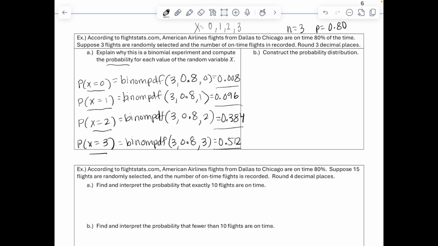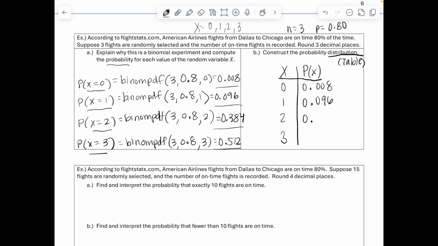Part B says to construct a probability distribution. Again, the word distribution just means table. And we actually already have all the values that we need. We've already calculated everything. This is going to be x, our random variable, and the corresponding probabilities. So looking at part A on the left, you'll notice that x takes on the values 0, 1, 2, and 3. And then the corresponding probabilities, we've already calculated those using Binom PDF in our graphing calculator. And so I'm just going to copy those down.